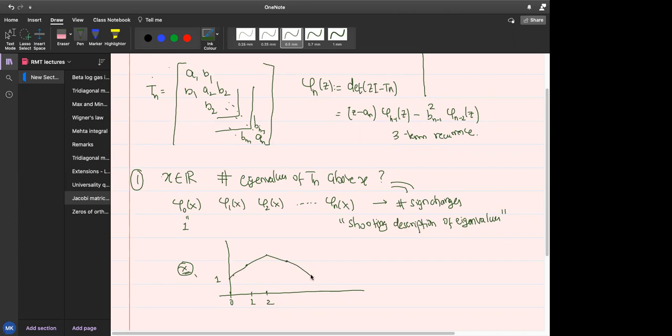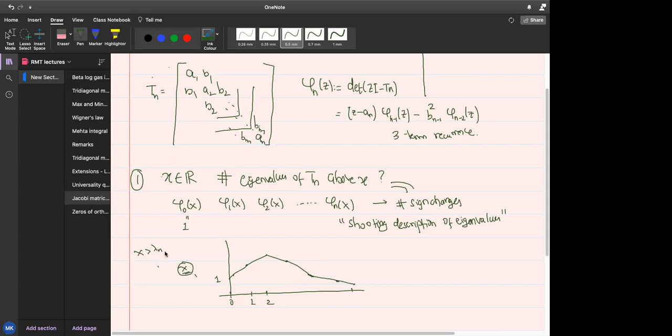The point is, if x is above the largest eigenvalue, then this will never change sign, because there are no eigenvalues above x. This will never hit the x-axis, so it will stay above. In some sense, it has this escape velocity. It never comes back to the origin.